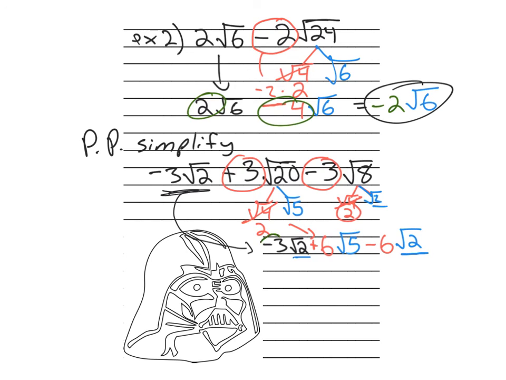We're going to add the outside numbers. Negative 3 plus negative 6 is negative 9. So negative 9 root 2. And what we still have up there is the 6 root 5. Nothing can combine with it. So that's our simplified answer.